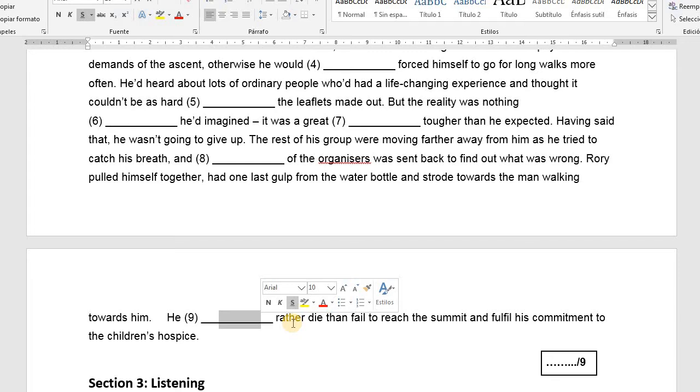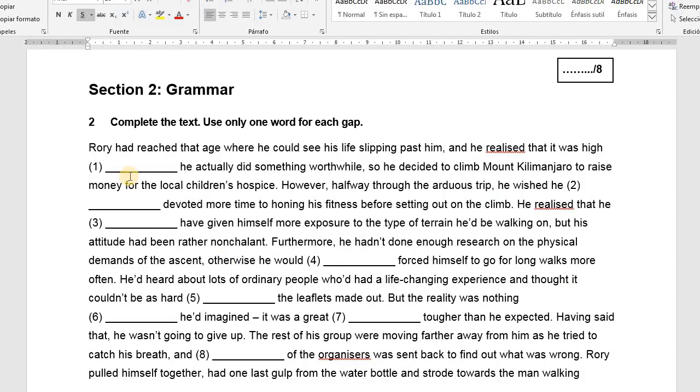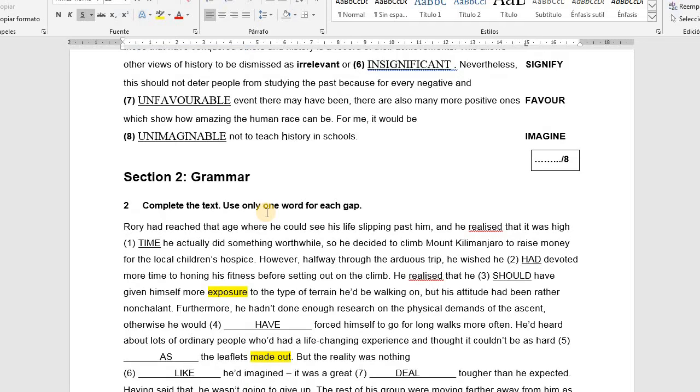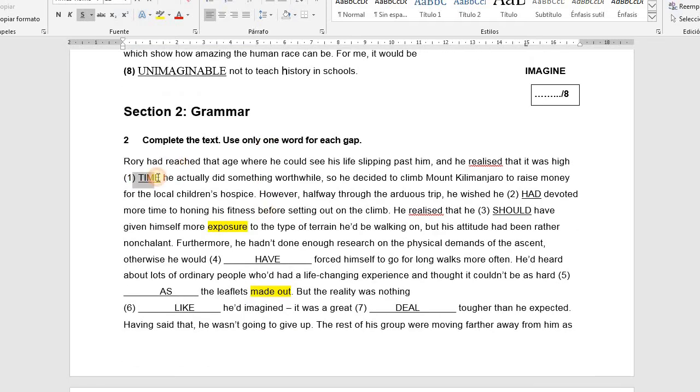With rather, you have an auxiliary verb that goes with rather. So try to correct it. I'm going to give the answers in 3, 2, 1. It's about time we did something. It's time something happened or someone did something.